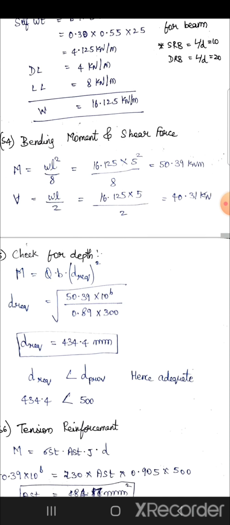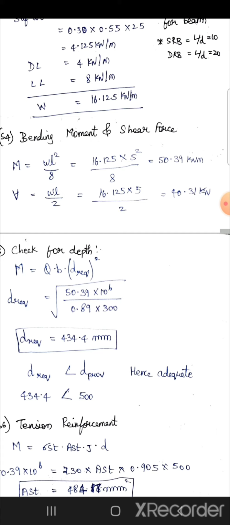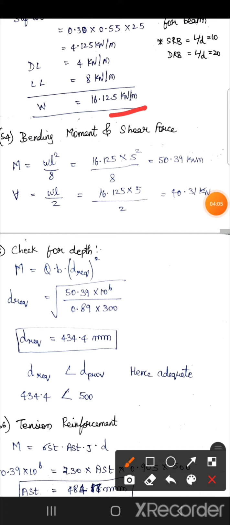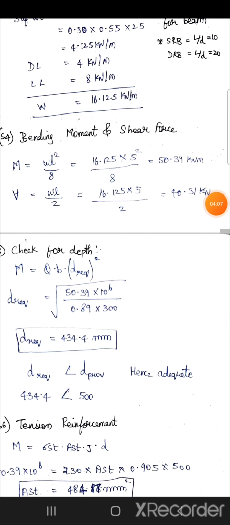Next step is bending moment and shear force. Bending moment formula is WL square by 8 and shear force formula is WL by 4. W value is 16.125 and L is given in the question. So the answer of bending moment is 50.39 and shear force answer is 40.31 kilonewton.